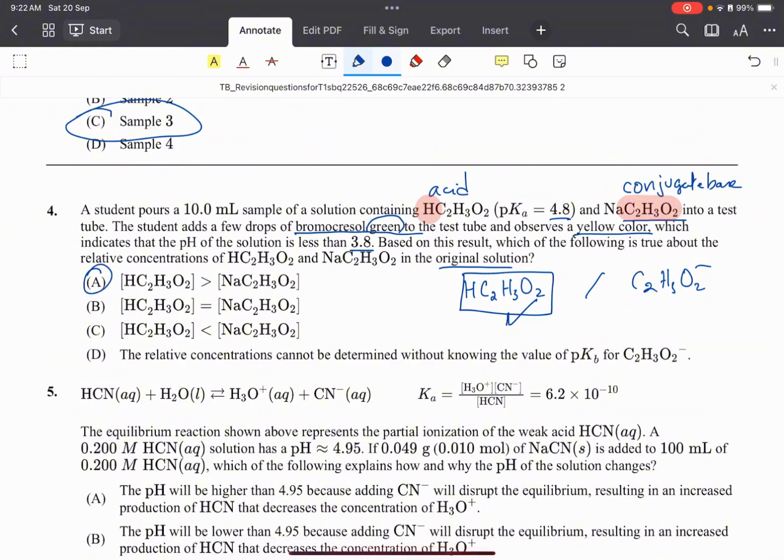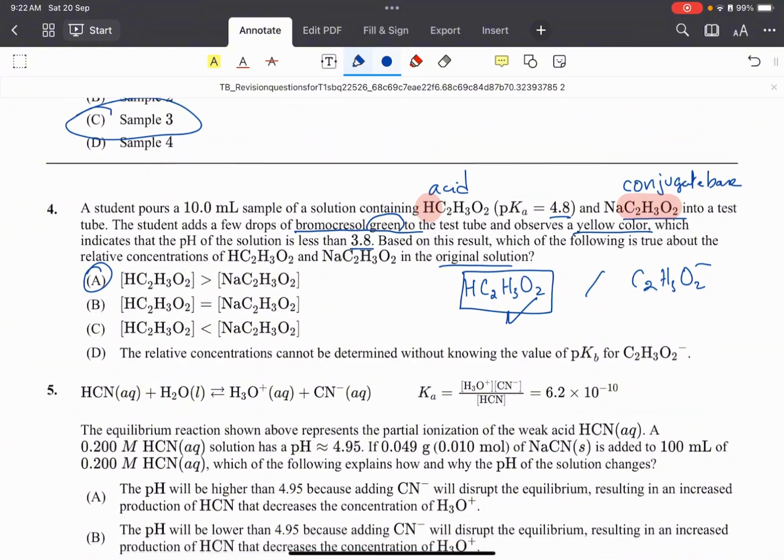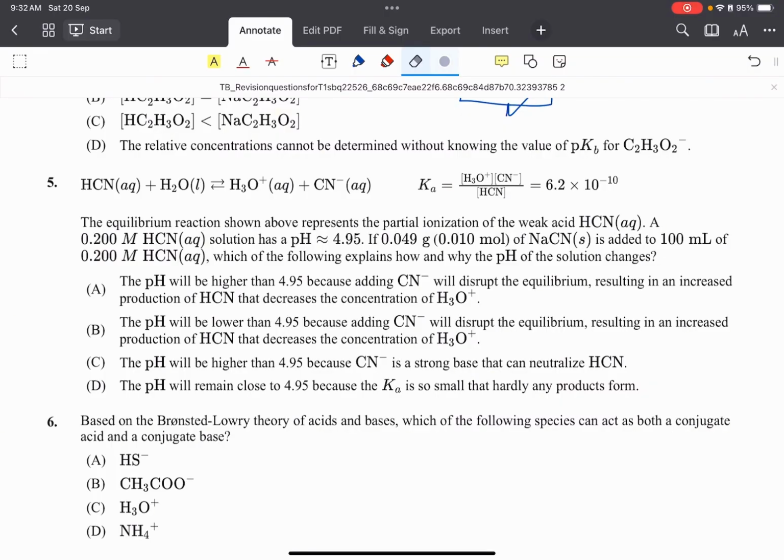So the answer is A. It shows HCN plus H2O, H3O plus, and CN minus. As you can see, that's a weak acid because it partially ionized. Also, the value of Ka shows that this is a weak acid. The equilibrium reaction shown above represents the partial ionization of the weak acid.